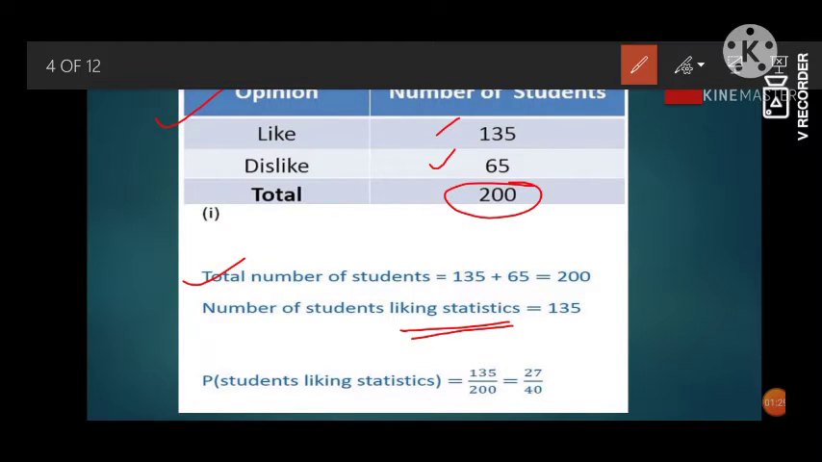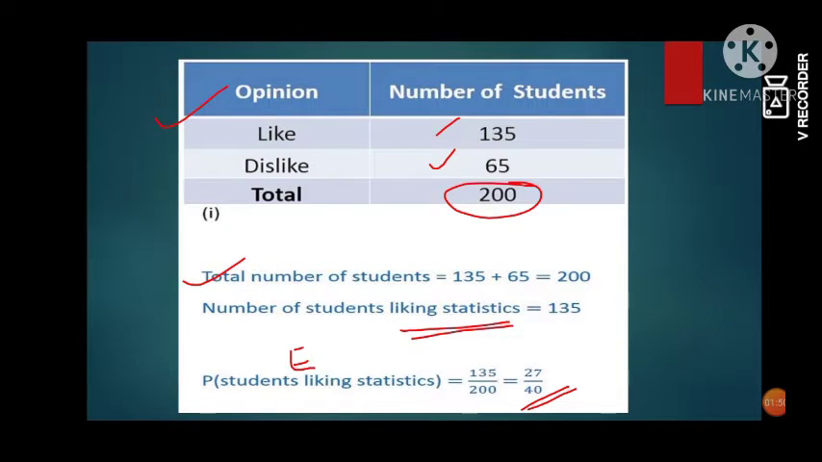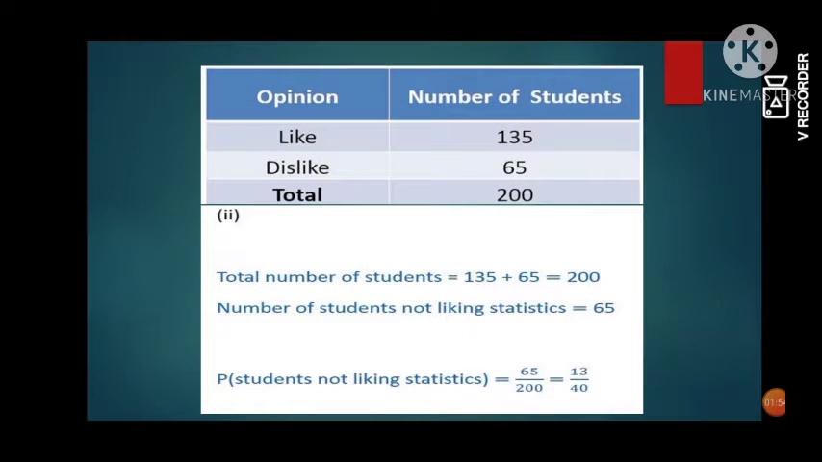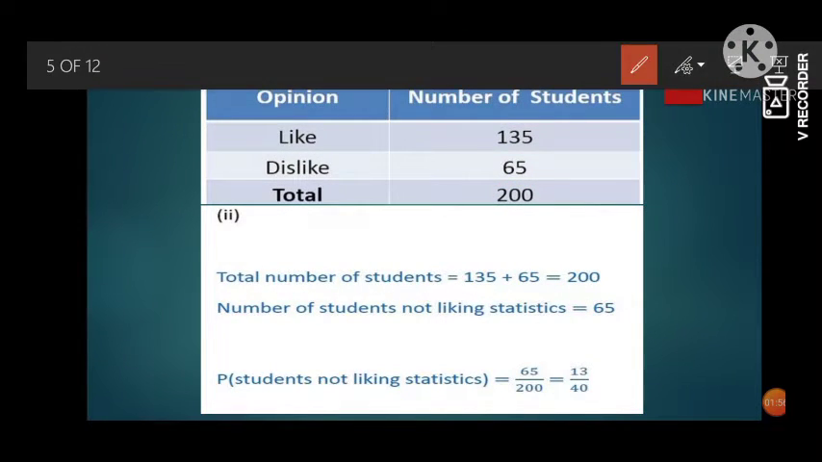So the probability of the event, the one that we have written in the bracket, the event of a student liking statistics, is 135 by 200. If we simplify it, we will get 27 by 40. So this is our subpart 1 of question number 7. Let us see subpart 2.